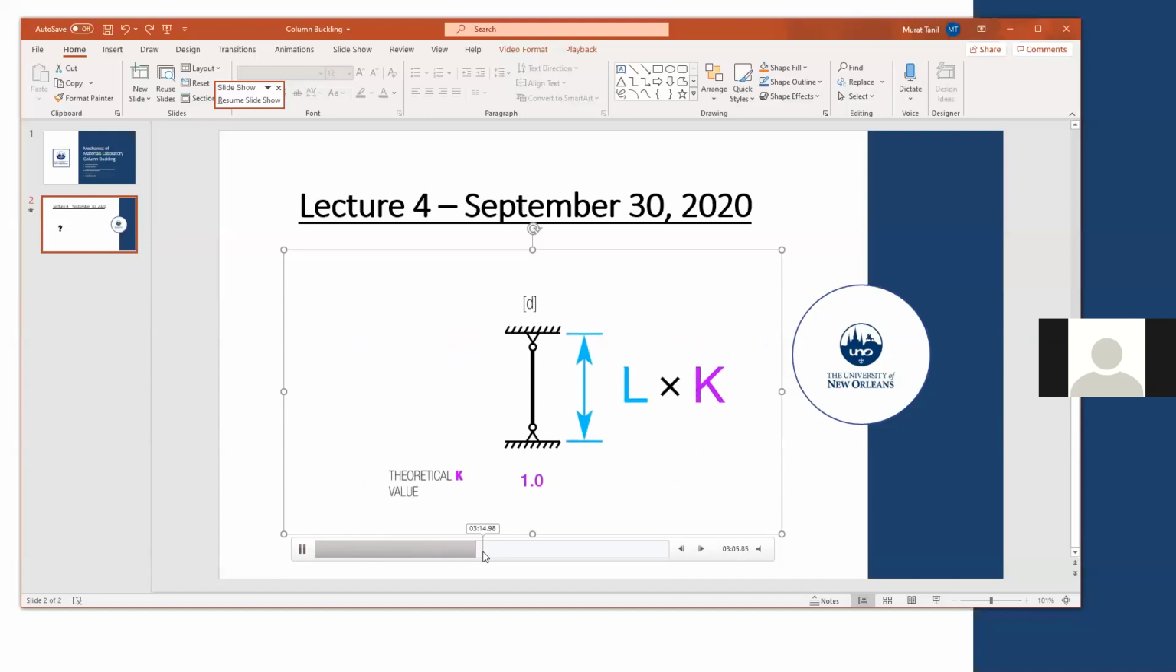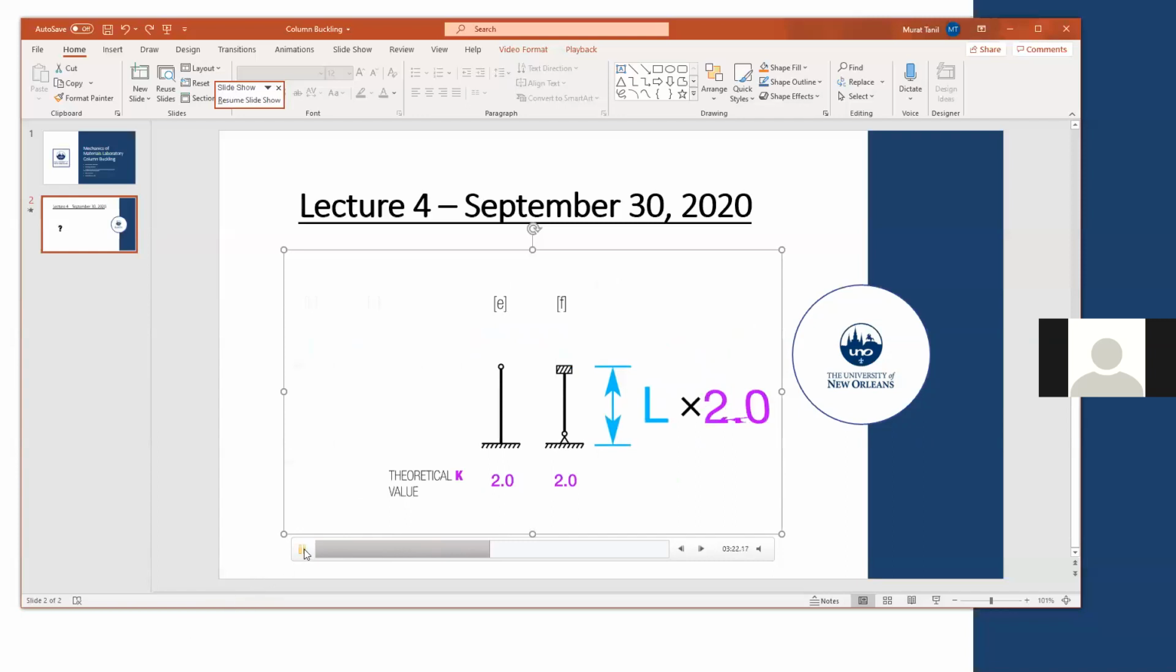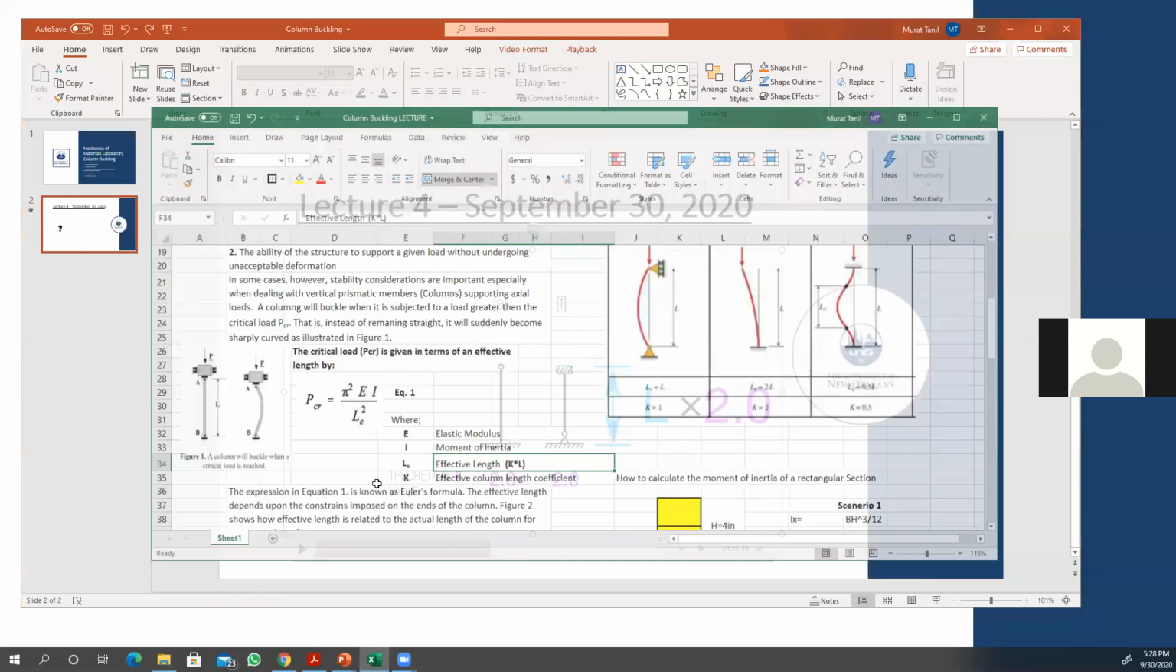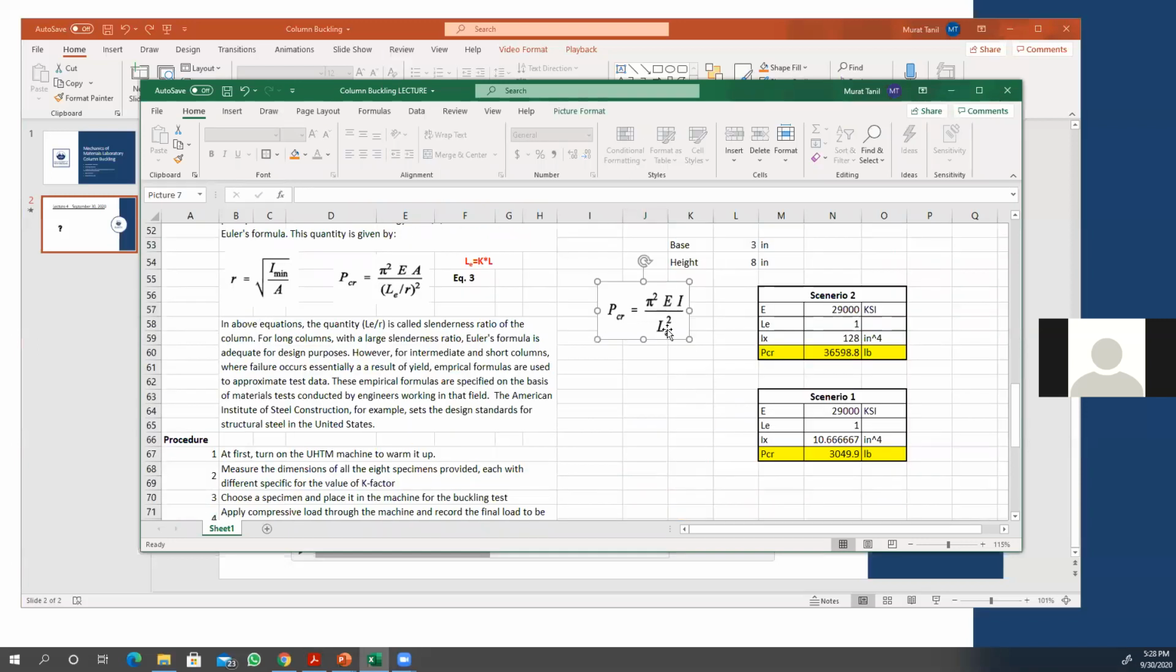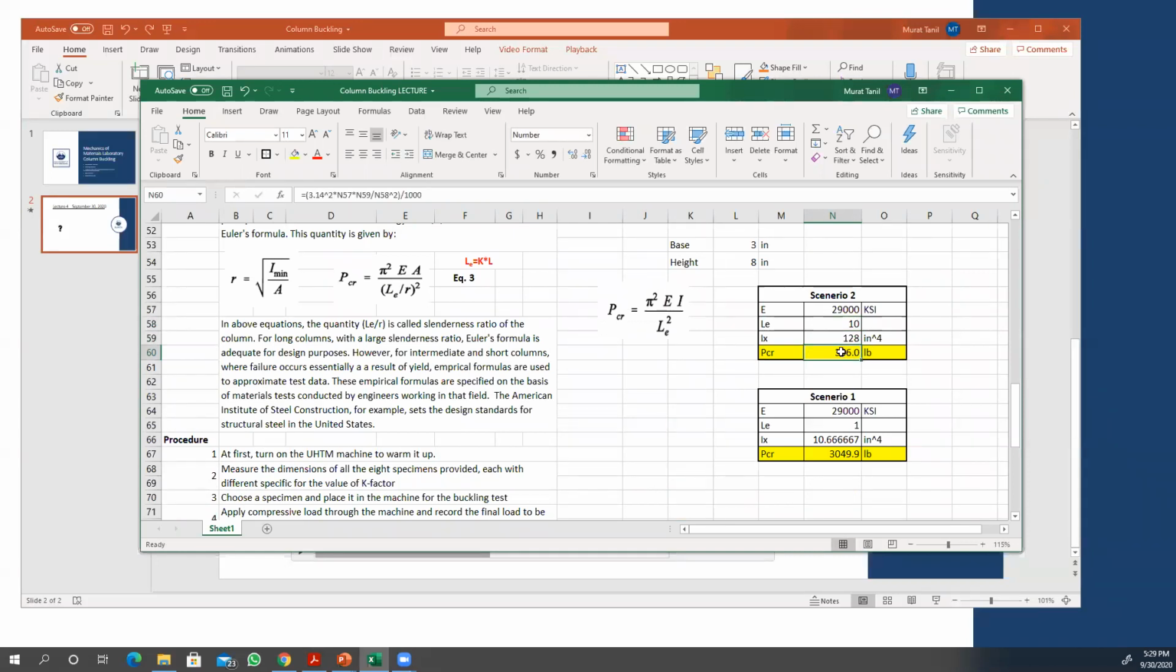Same way, as you increase, it's going to increase the effective length. And what happens if you increase the effective length? From this equation, if the effective length is increased, let's say LE, that was 10. When the effective length is increased, the P critical is decreased, right? Am I correct? Yes. Right.